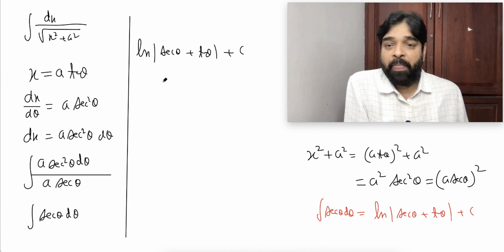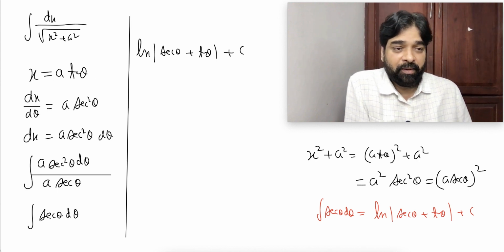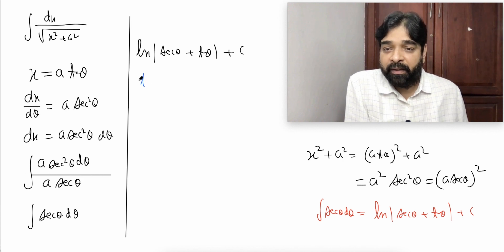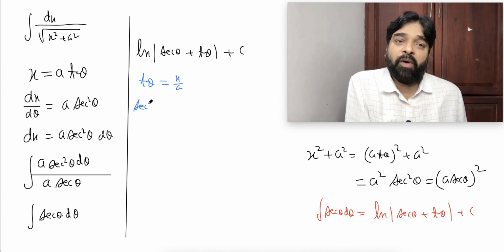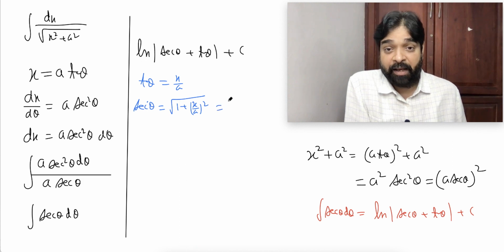So what should we do? Tan theta I know. Tan theta is x by a. From here, watch it. Let me use a different color. Tan theta, no doubt, x by a. All of you know secant square theta equals what? 1 plus tan square theta. So secant theta will be what? Root of 1 plus tan square theta, meaning x by a whole square. Or you can say root of x square plus a square by a.